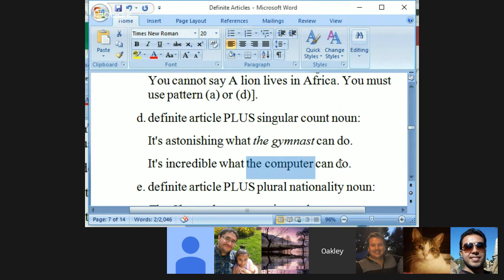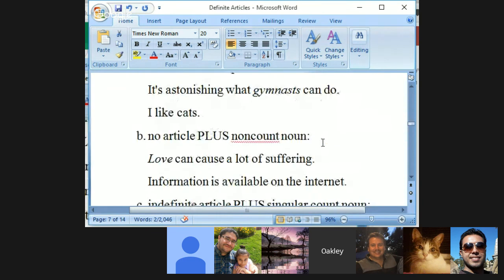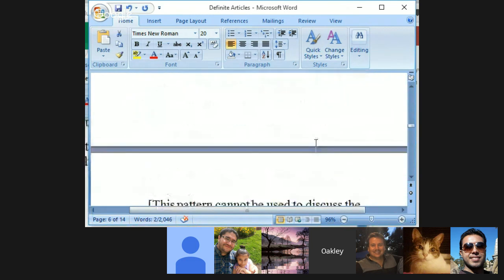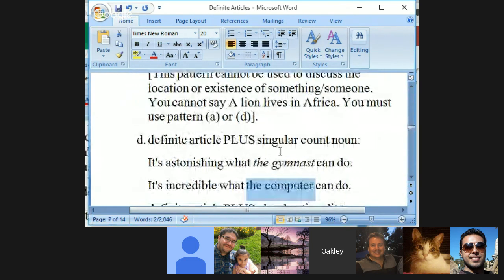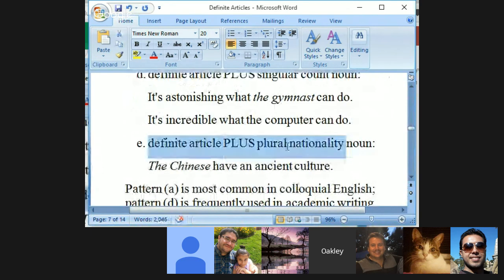Yeah, okay, that's right. Now, all of these patterns we're talking about, you can use at the beginning of a sentence, at the beginning of a paragraph, talking about something in general. All of these.